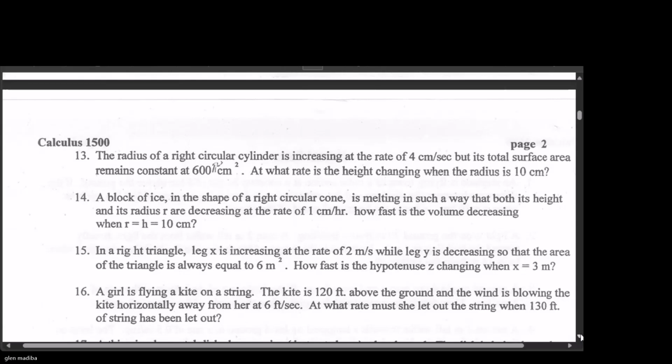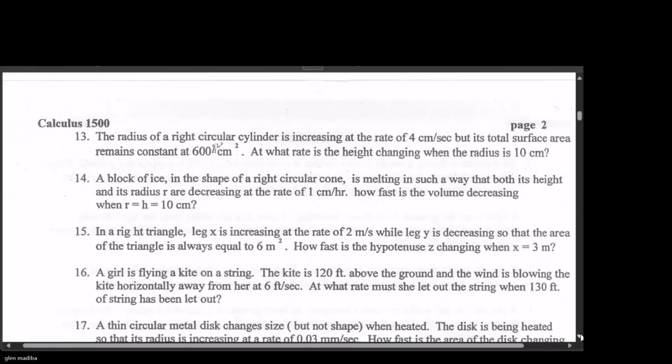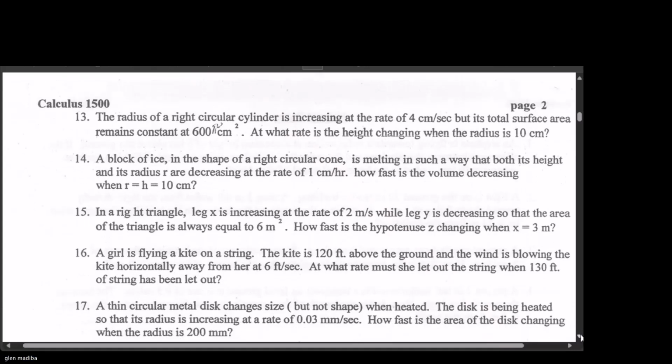Okay, yes, thank you. Now, let's look at Adivao. Yes, sir. Thank you. Please read out question number 17 for us.